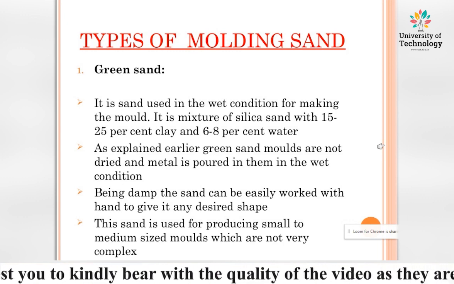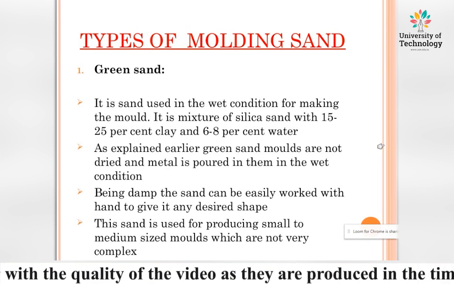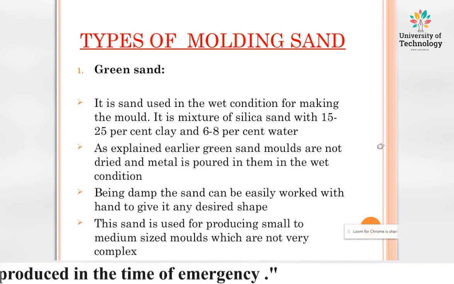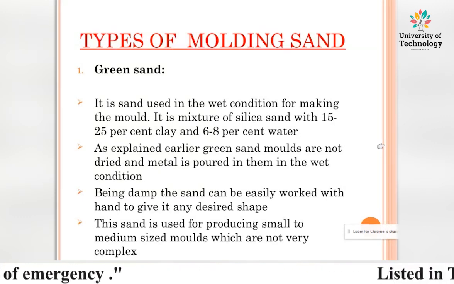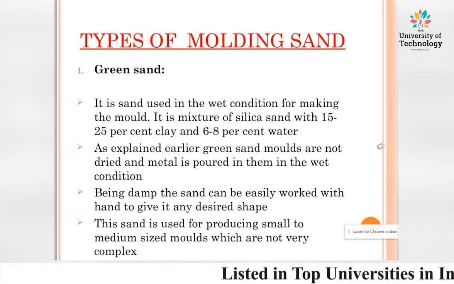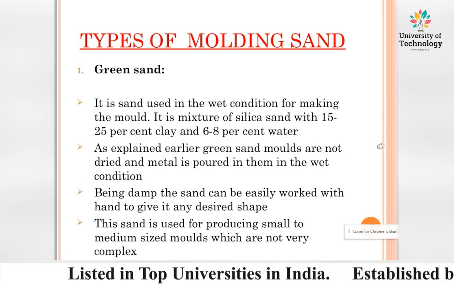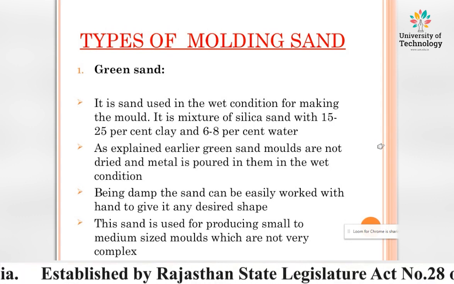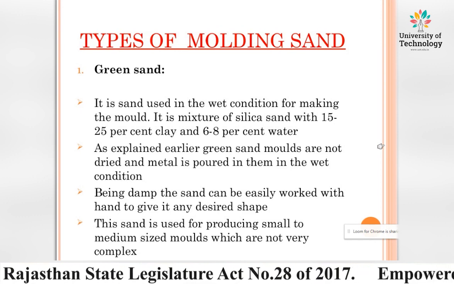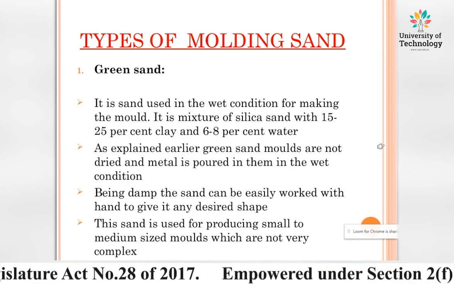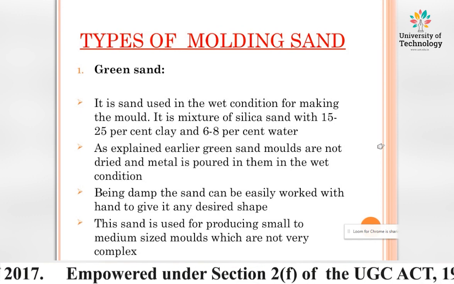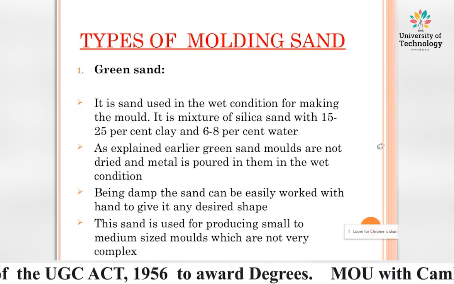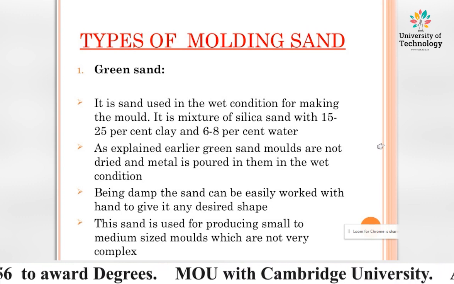The basic types of molding sands. The first one is green sand. Green sand is sand used in the wet condition for making the mold. It is a mixture of silica sand with 15 to 25% clay and 6 to 8% water. As explained earlier, green sand molds are not dried and metal is poured in them in the wet condition.